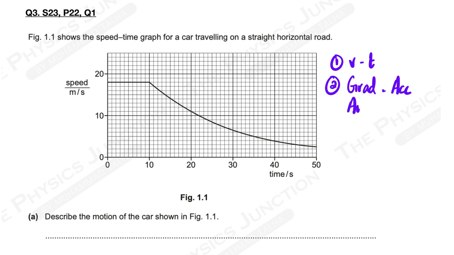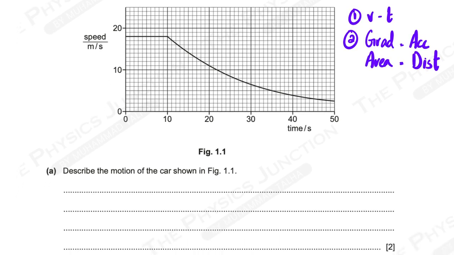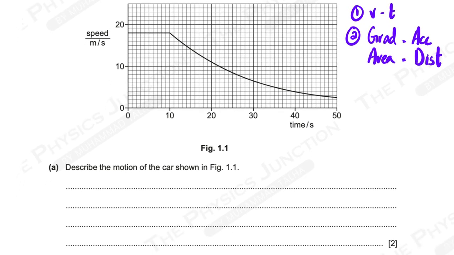And area under this graph is distance. Now we'll start. Describe the motion of the car shown in 1.1. So first of all, till 10 seconds, I can see this is constant speed. And after this, the speed is decreasing, but this is not a line, right? So how would I talk about this?